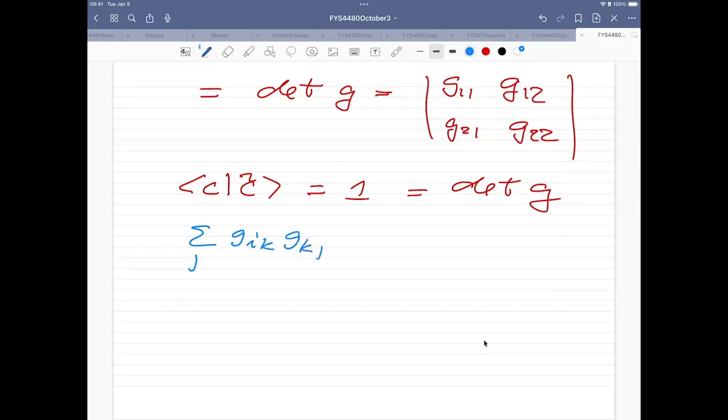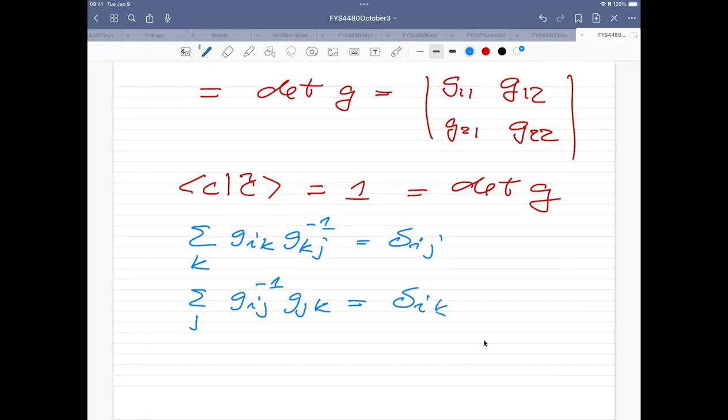and take G_KJ inverse, this is going to be equal to delta_IJ. Now this should be a sum, sorry, this is a sum over K. I just wrote it wrongly here. A sum over K, this is the same as delta_IJ. And similarly, if I set up a summation over J here, over all the elements, so these are just some basic relations for the determinant. So this is the same as delta_IK.